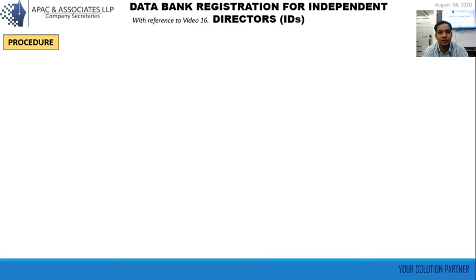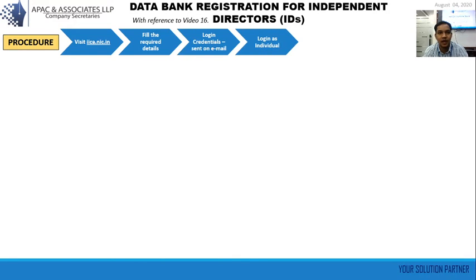Covering the practical steps for such registrations, visit the IICA website at iica.nic.in and visit the link for the Independent Directors Registration Databank. Fill the required details mentioned therein, such as the director's identification number, that is DIN, if allotted, or the PAN. After successful verification, login credentials shall be sent to the provided mail ID for necessary further steps. The applicant shall log in as an individual at the portal.